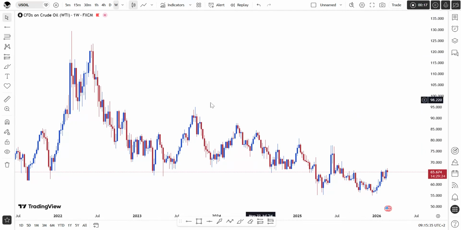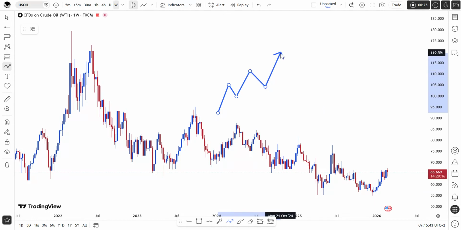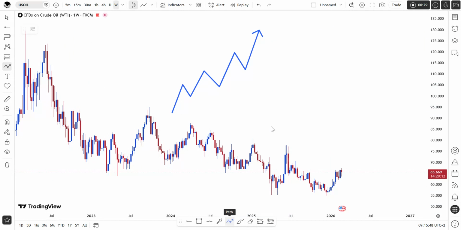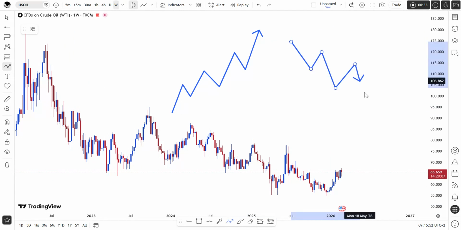I want you to listen to me carefully, right? Whenever the market moves, it moves in higher highs and higher lows when it's in an uptrend, right? And whenever it's in a bearish trend, it moves in lower lows and lower highs. This is the only thing that you should look for in the market, right?